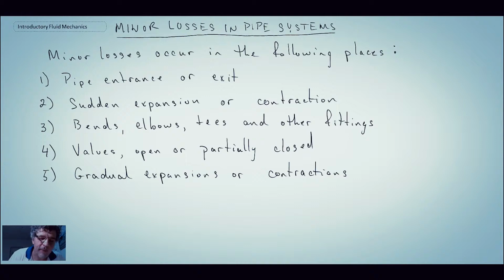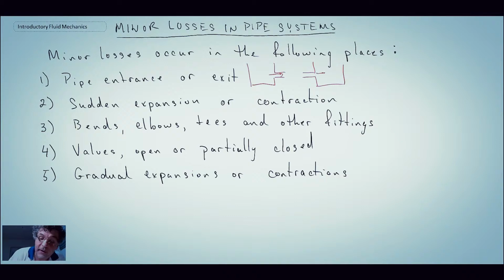So pipe entrance would be, for example, if you have a reservoir and you are then coming from the reservoir into the piping system, that would be an entrance region. And an exit region would be if you have a piping system coming along and then all of a sudden it flows into a large tank or a reservoir. That would be an exit condition.